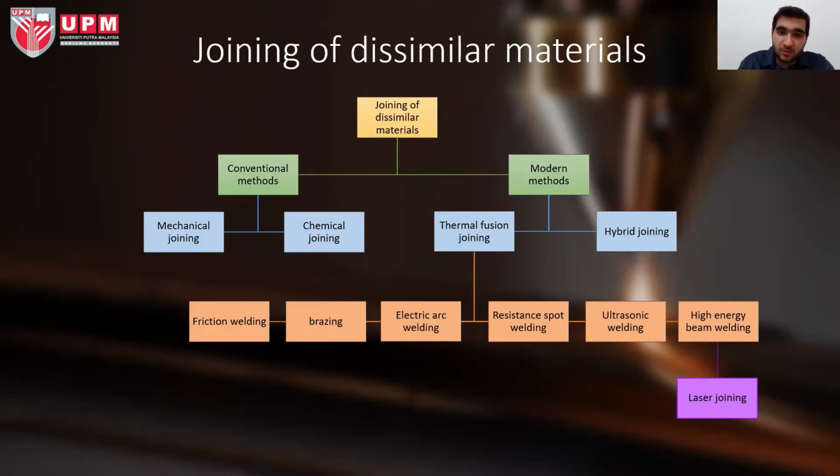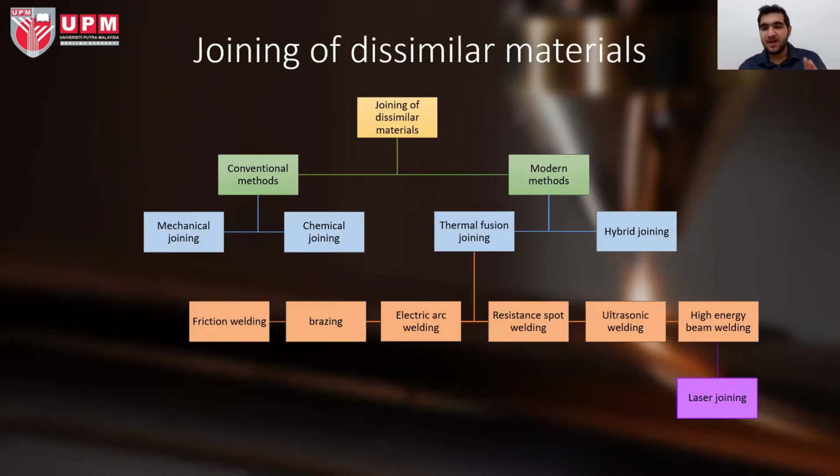Modern methods such as thermal fusion joining and hybrid joining fix this issue by making the joint quite inseparable, and that bond is quite difficult to break. But nevertheless, we're going to talk about thermal fusion joining here, and we can see there are a lot of different types. We have friction welding, brazing, electric arc welding, all the way up to the more recent ones, such as high energy beam welding. And underneath that, we see laser joining.